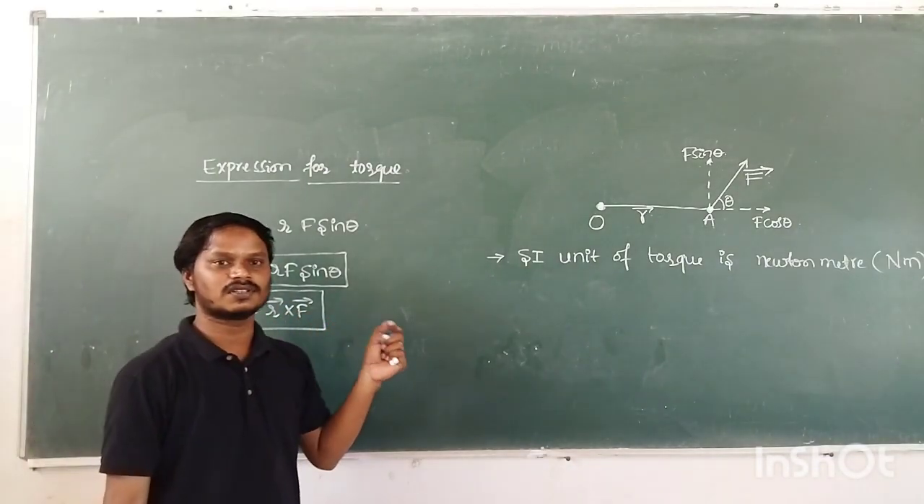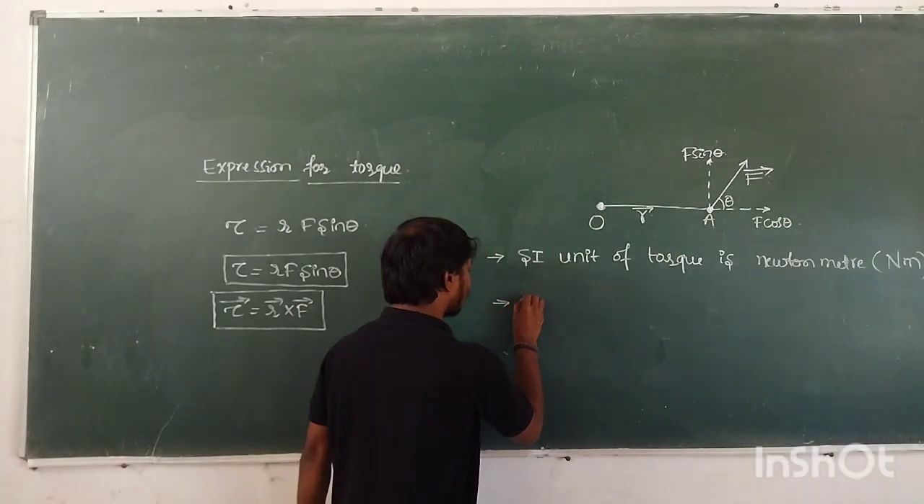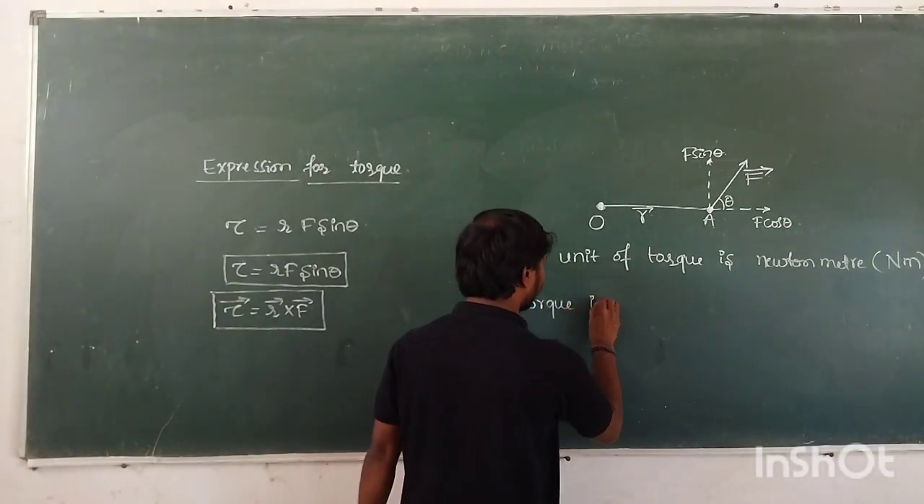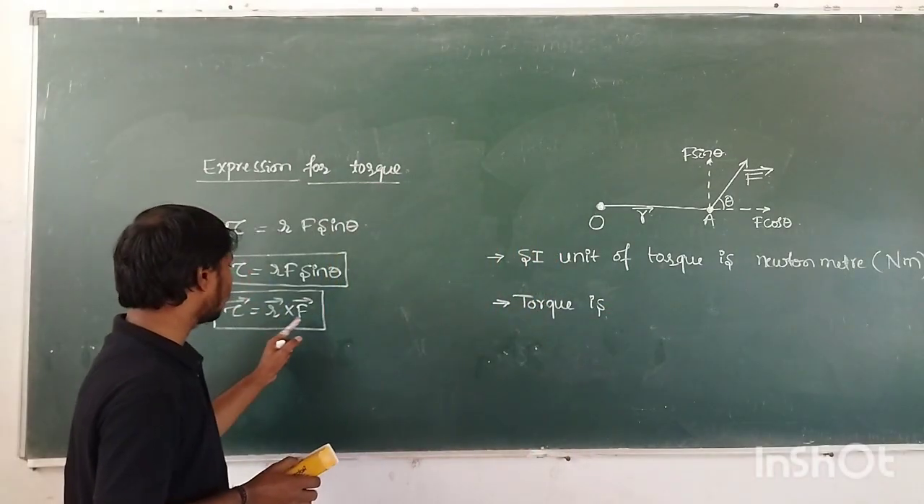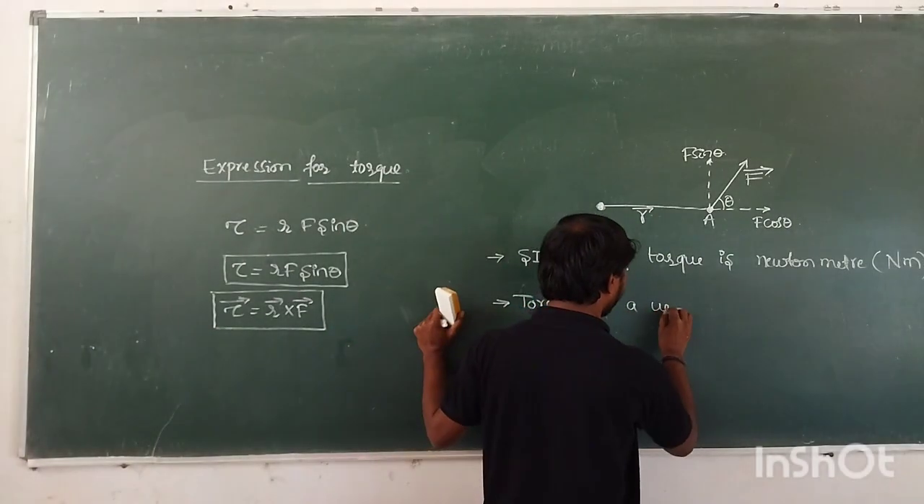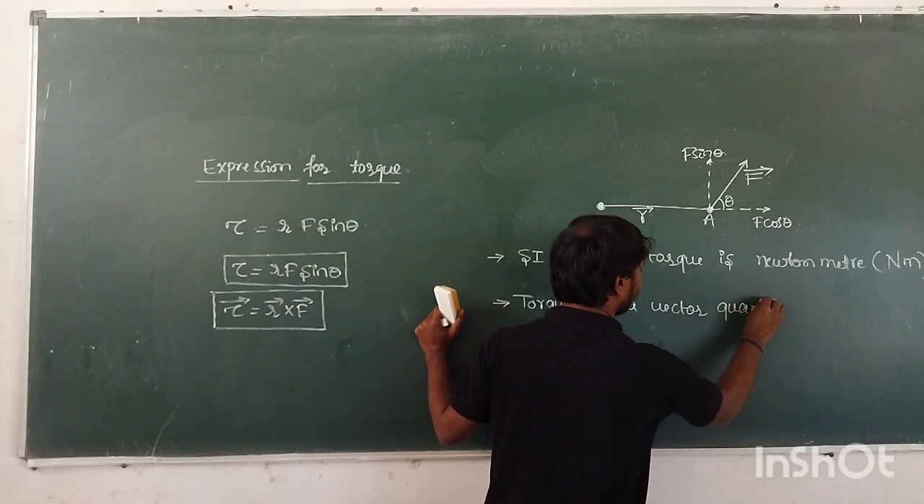What is the SI unit of torque? That is a Newton meter. And torque is a vector quantity, because torque is nothing but the cross product of position vector and force vector. Torque is a vector quantity.